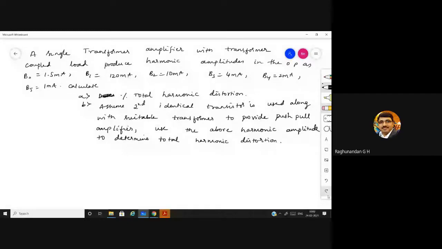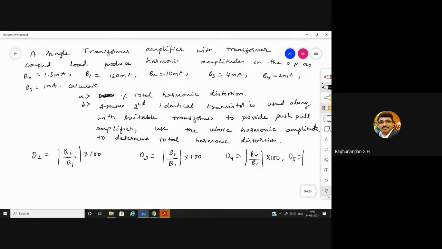So for that we have D2 is equal to B2 by B1 into 100. Similarly, D3 is equal to B3 by B1 into 100, and D4 equal to B4 by B1 into 100, and D5 is equal to B5 by B1 into 100. Substitute and let me know what is the answer.